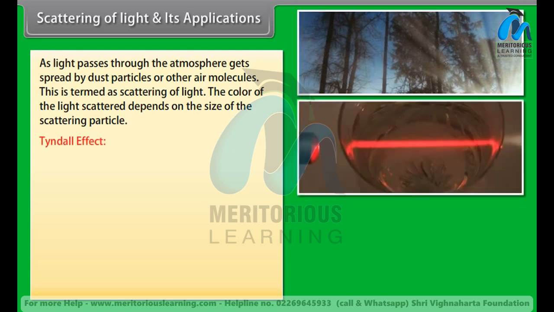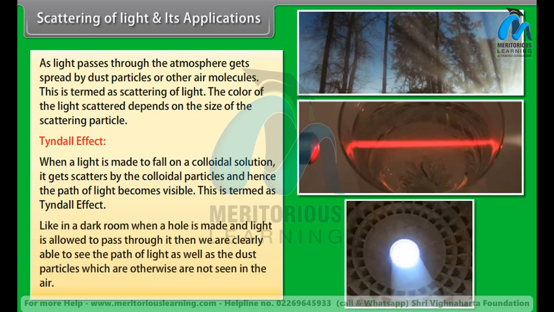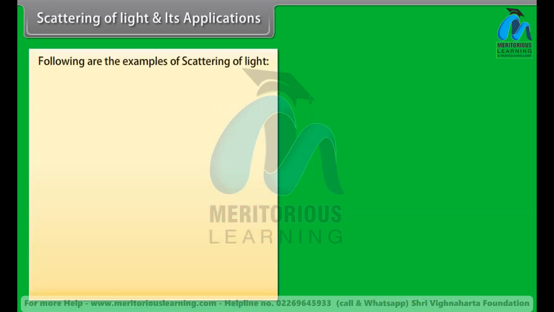Tyndall Effect. When light is made to fall on a colloidal solution, it gets scattered by the colloidal particles, and hence the path of light becomes visible. This is termed as the Tyndall Effect. Like in a dark room, when a hole is made and light is allowed to pass through it, then we are clearly able to see the path of light as well as the dust particles which otherwise are not seen in the air. Following are the examples of scattering of light.